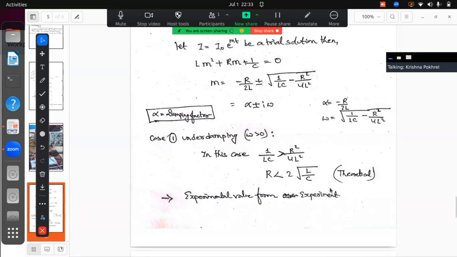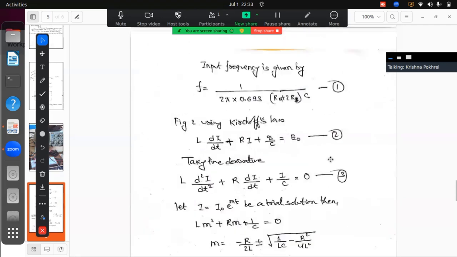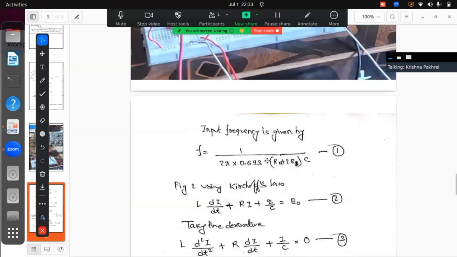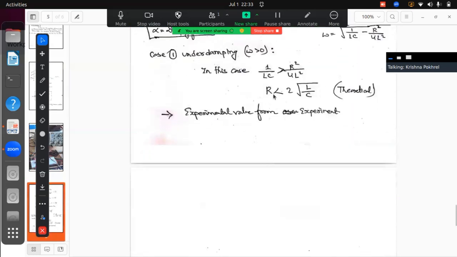This is the theoretical value, but in your experiment there may be some error, so get the actual data from the experiment by taking small steps of this resistor from 50, 100. At what point the damping stops, that is the boundary value of resistance below which we can get this condition. Match it with the theoretical value and get your error. Underdamping condition finished.